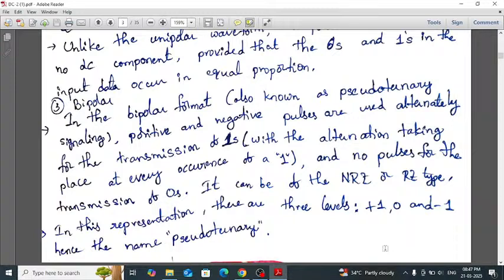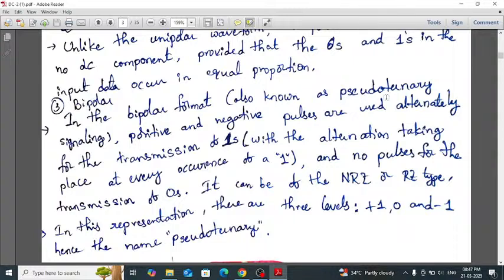So now first we have seen the unipolar format, single polarity, polar format, we have the two polarities. Bipolar, bi means generally two. So why this format is given the name bipolar? For the single symbol 1 we have two polarities in this format. What are the two polarities? Positive as well as negative. For symbol 1 we have the two polarities, that's why the name is given as bipolar format.